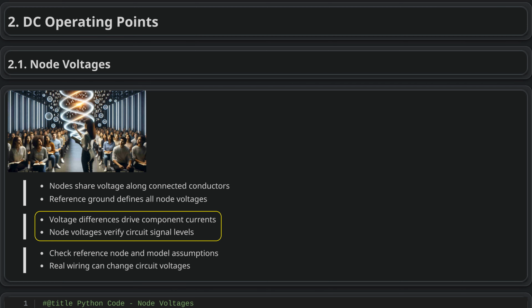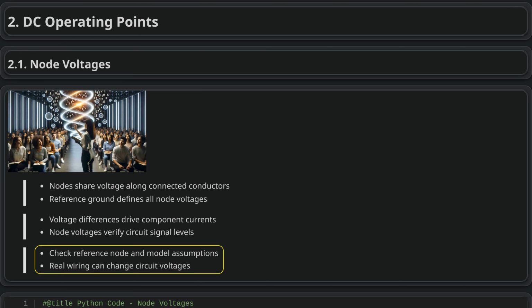In DC circuit analysis, node voltages show the voltage each component experiences across its terminals. This voltage difference determines behavior, such as the current through a resistor. In circuits with several branches, knowing node voltages helps engineers check input states, sensor signal levels, and whether devices have enough supply voltage to operate correctly.